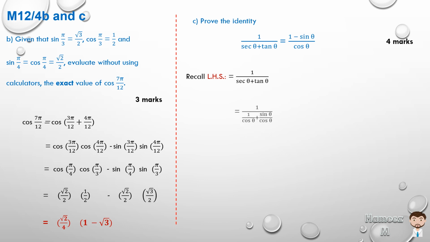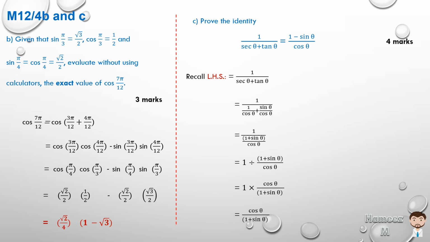So we're going to 1 all over 1 over cos theta plus, and what is tan theta? Sin theta over cos theta. And we can simplify that fraction below. So it will give us 1 over 1 plus sin theta all over cos theta. And since we're just manipulating fractions here, that can be written as 1 divided by 1 plus sin theta over cos theta. And if we're dividing fractions, of course, it means to multiply by the reciprocal. So it will be 1 times cos theta over 1 plus sin theta. So that gives us cos theta over 1 plus sin theta.